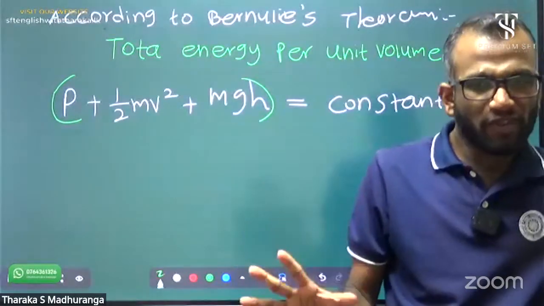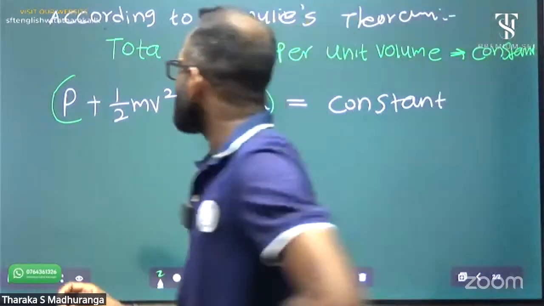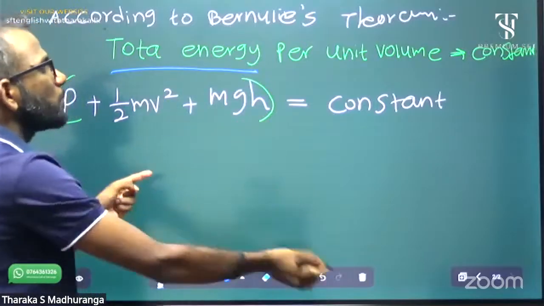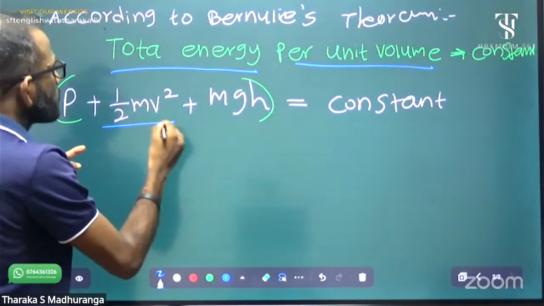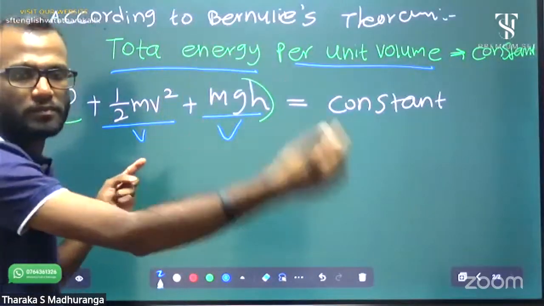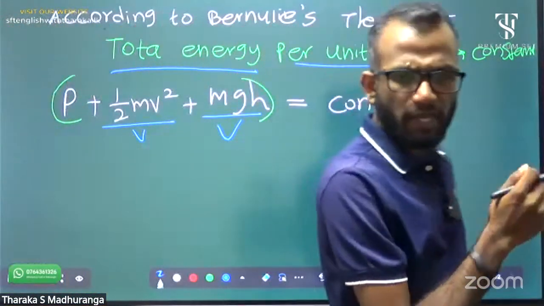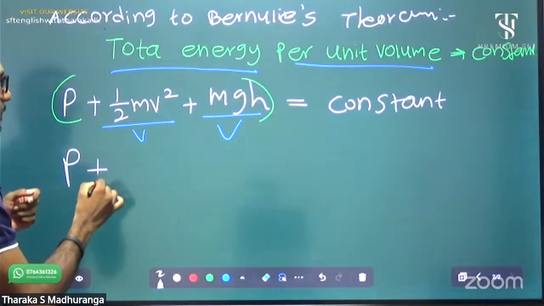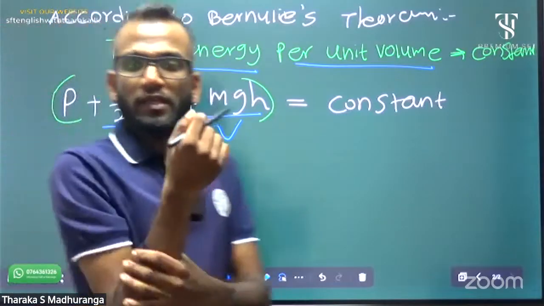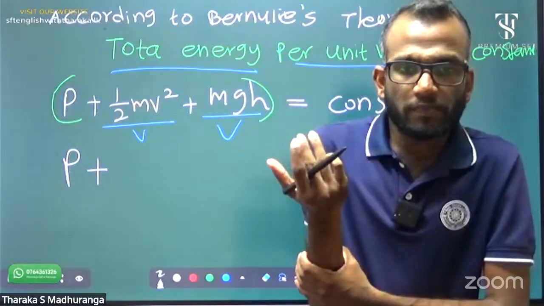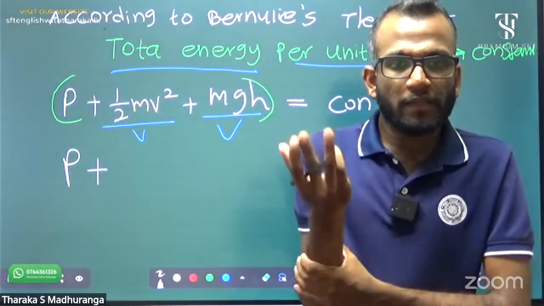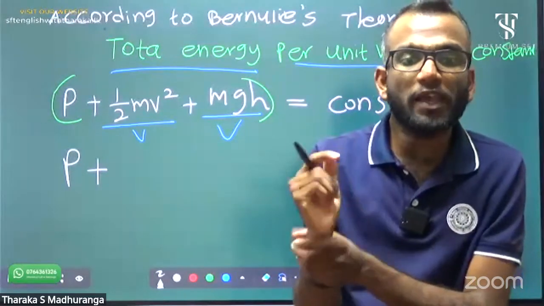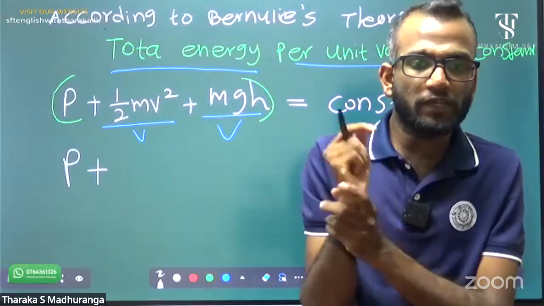I got some brief idea. Now the total energy, this is the total energy, but per unit volume means each is divided by volume, right? Pressure divided by volume is again pressure. Pressure plus, but m divided by v, the mass over unit volume. What is the quantity? M divided by v.